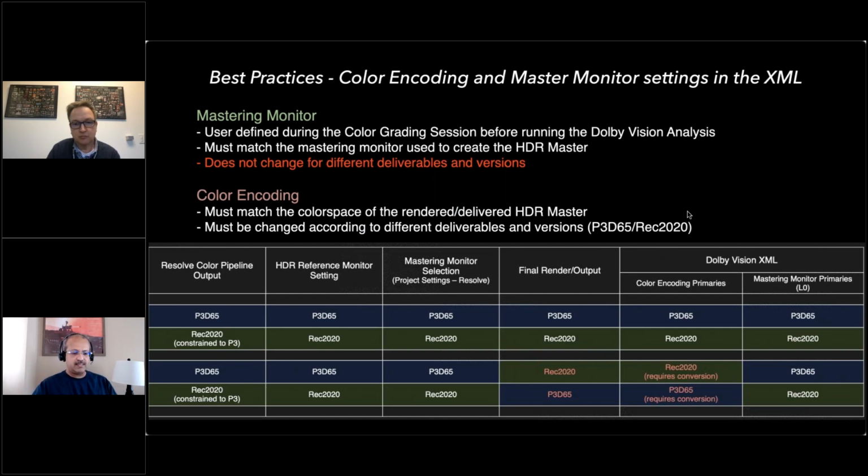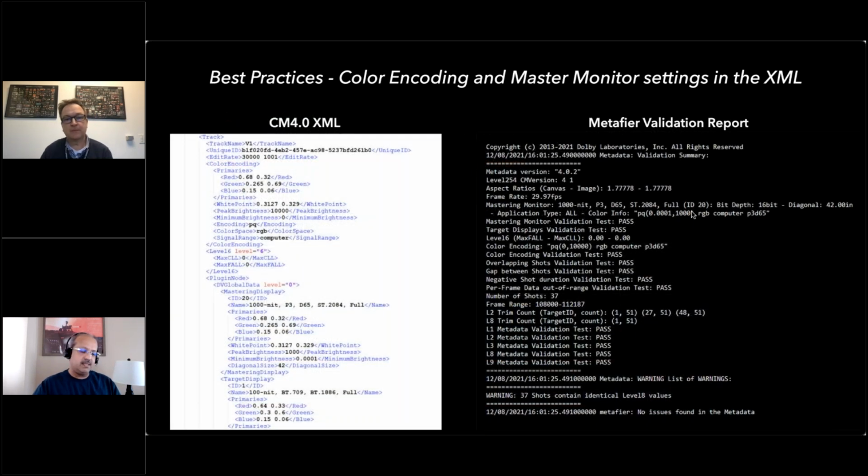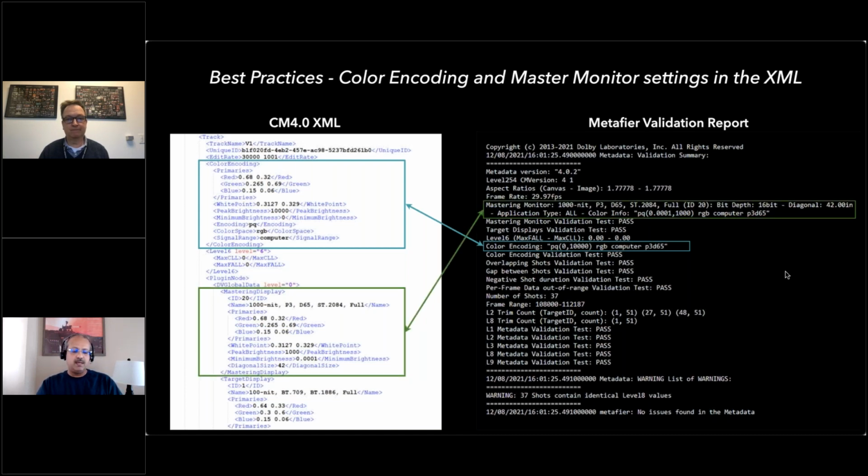So if you go to the next slide, Tom, again, if you're working in P3 and delivering P3, or if you're working in Rec 2020 and delivering Rec 2020, you don't have any problems here because the system takes care of it. The issue is when you have to make a deliverable that's not in the color space that you were working in. And this happens to a lot of people because a lot of facilities prefer to work in P3, but then they have to make a Rec 2020 deliverable.